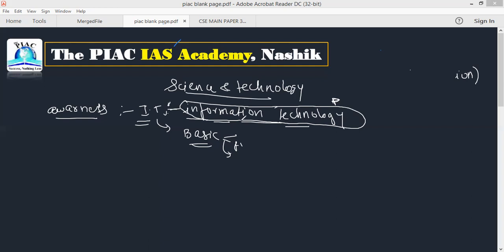So you should know what information technology is, how it is impacting your society at an individual and at a mass level, how it is working, what its functions are. You should know each and every part, not in a very technical sense, but in a general sense. You should be in a position to understand information technology. So this is the first one.